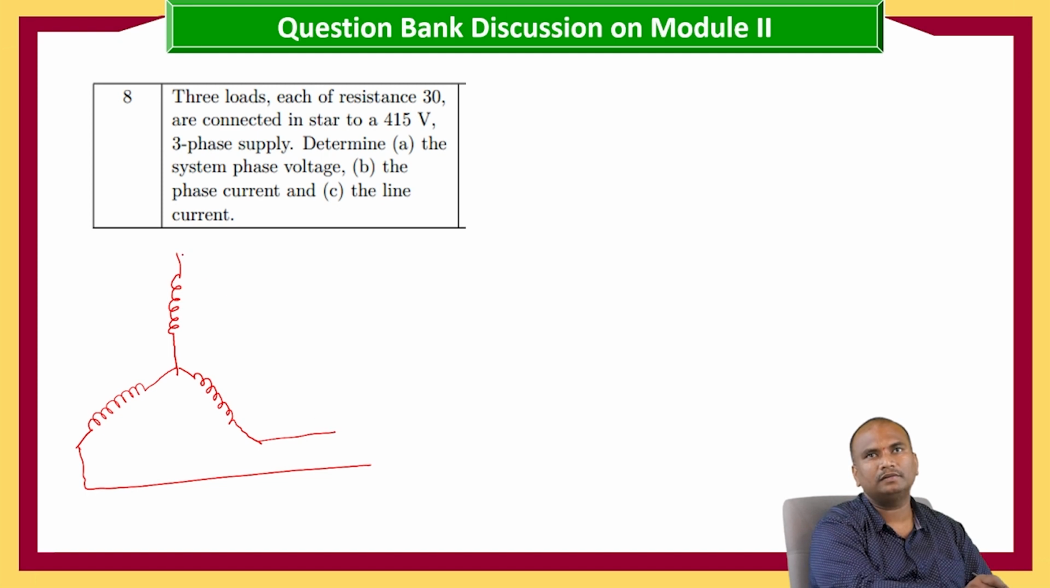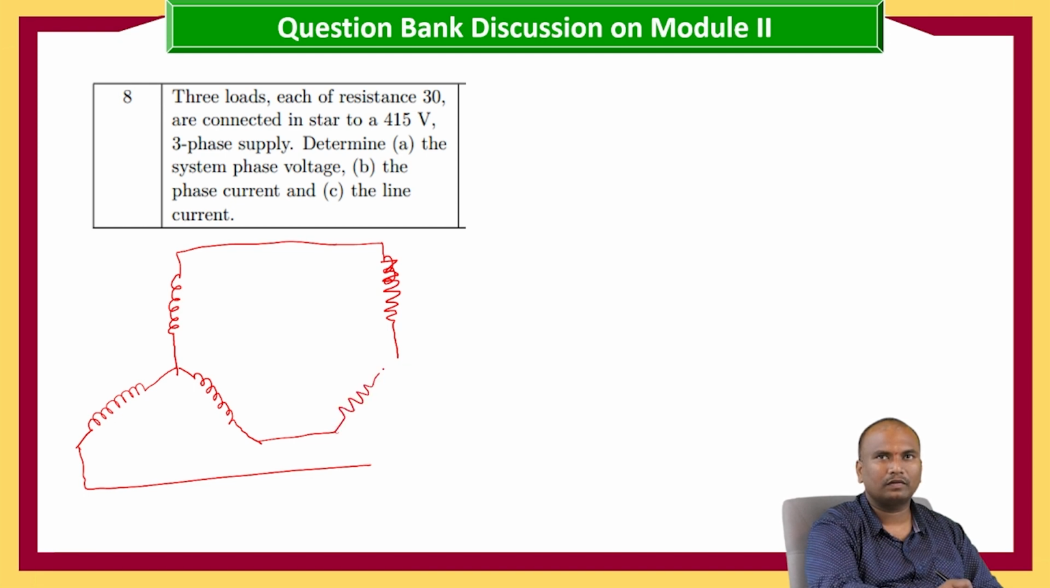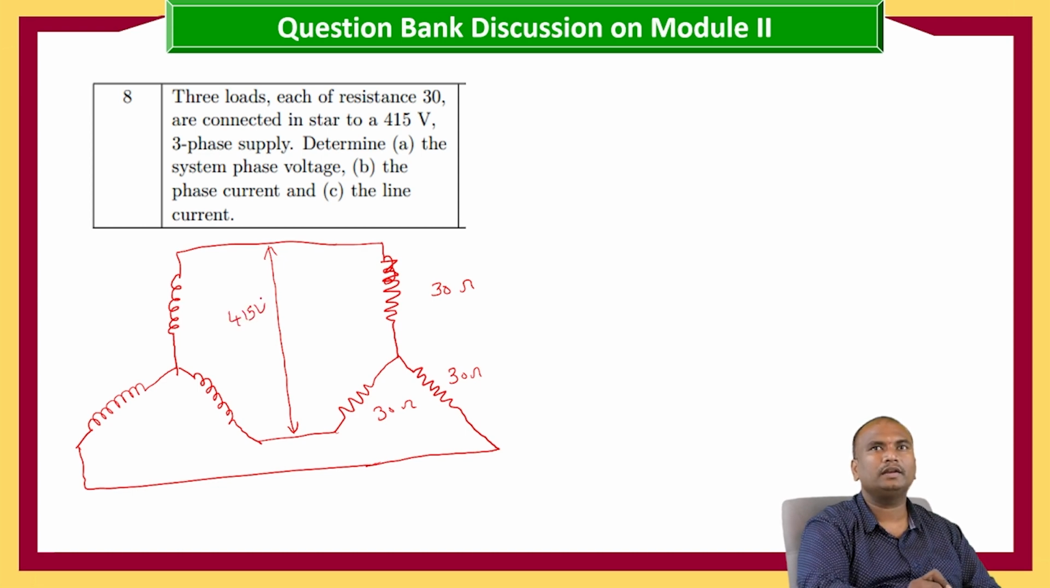It is connected to the load. Here the load is of resistive type, which is of 30 ohms. Here 415 volts is the line to line voltage.